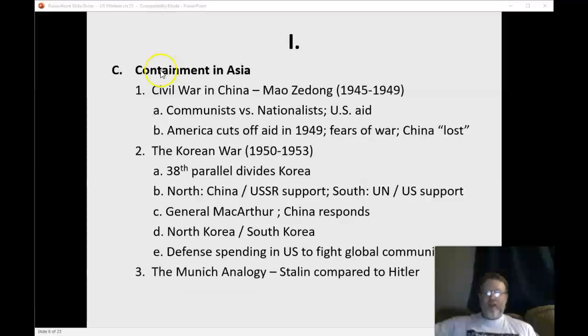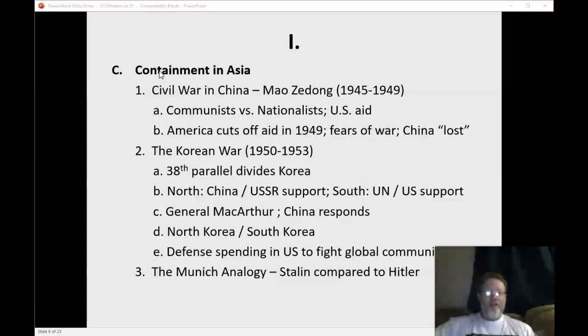Another thing we should look at, some people made comparisons of Stalin to Hitler. The idea of Hitler's appeasement, the fact that we kept giving in to Hitler year after year in the 30s, is really what led to World War II. Hitler got bigger and bigger and more powerful and more dominant and more brazen. The fact that we just kept giving in and appeasing him, of course, leads to global catastrophe.